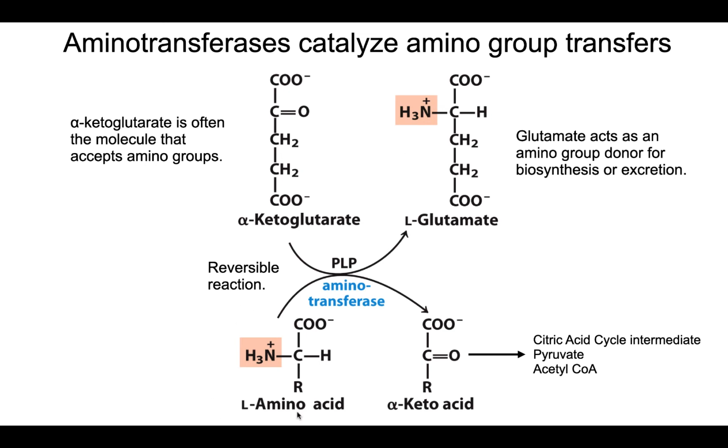Now, when this amino acid dumps off its amino group to alpha-ketoglutarate via the action of this aminotransferase, just the opposite of what we did here, when you remove an amino group you replace it with a carbonyl. This is called an alpha-keto acid, and this can be converted into citric acid cycle intermediates, pyruvate, or acetyl-CoA, depending upon what amino acid we started with.